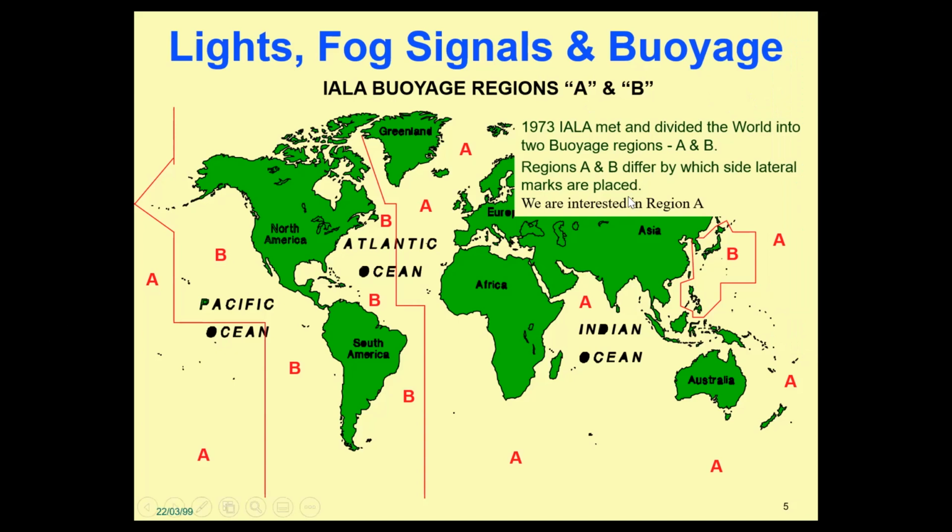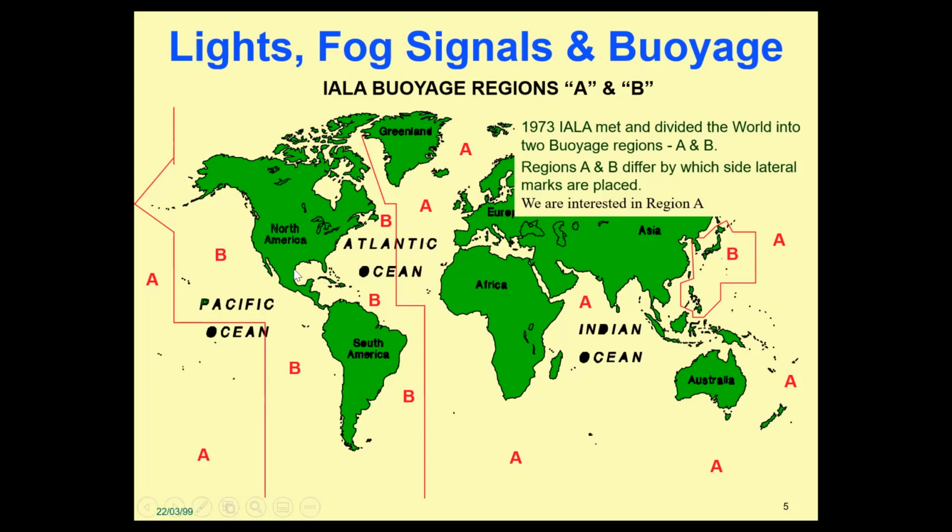Yeah, so looking at the map here, we can see Africa, down to the Indian Ocean, down to Australia, down to Asia, down to Europe, Greenland. They are all on region A. Everyone is on region A. And that was in, I think, like I wrote here, 1973, when the IALA met.